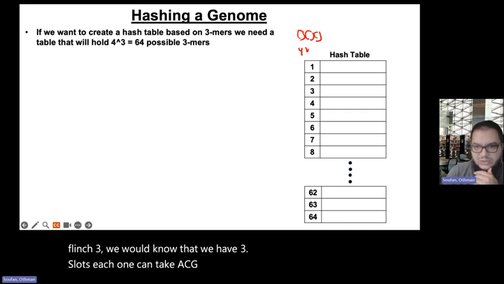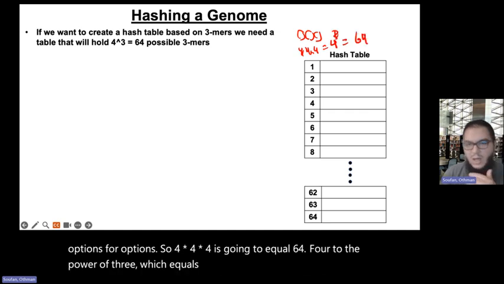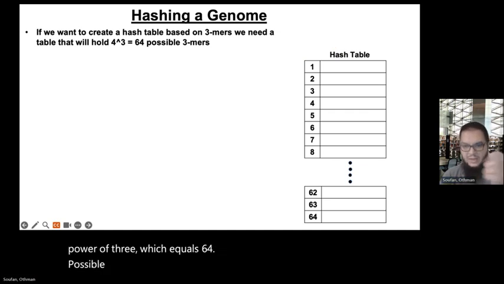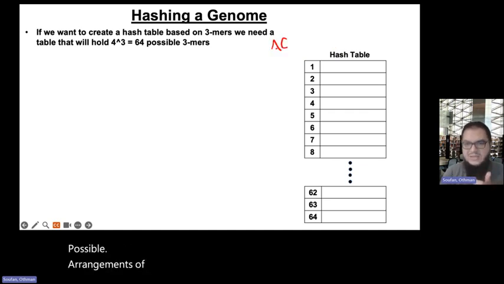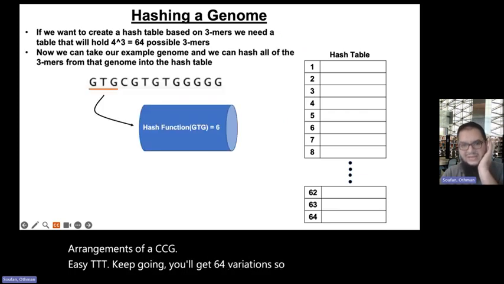So this is 4 options, 4 options, 4 options. 4 times 4 times 4, which is 4 to the power of 3, equals 64 possible arrangements of ACG, GCC, TTT, and so on. You get 64 variations. So we need a hash table with that size.